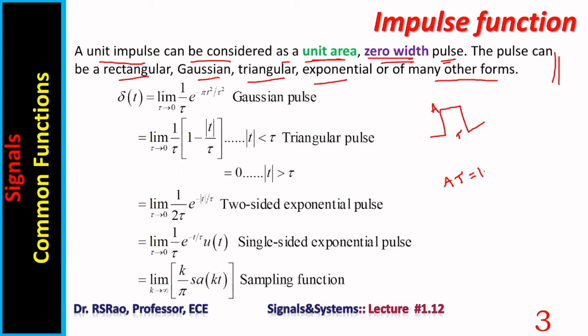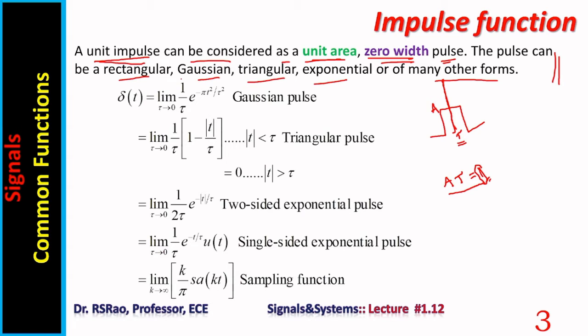A tau is 1. Now consider reducing tau while maintaining the area of the pulse constant, equal to 1. As you reduce tau, A keeps on increasing, and as tau tends to 0, the pulse becomes a spike like this with infinite amplitude. Of course, the area remains at 1. This spike, which results when the duration of the pulse tends to 0 while maintaining area constant at 1, is called unit impulse. Unit refers to area being 1.